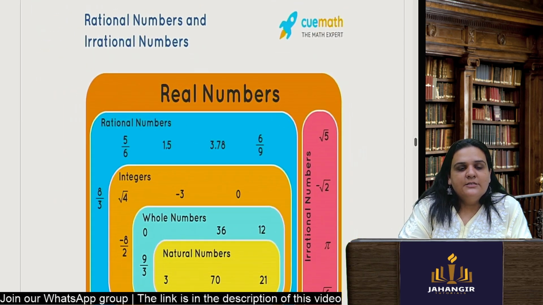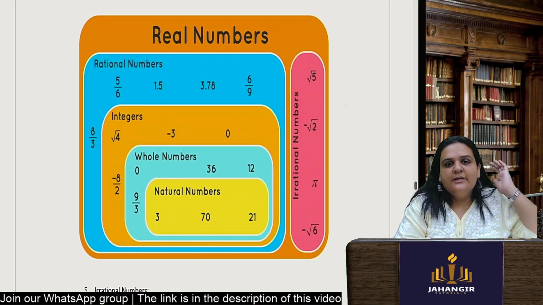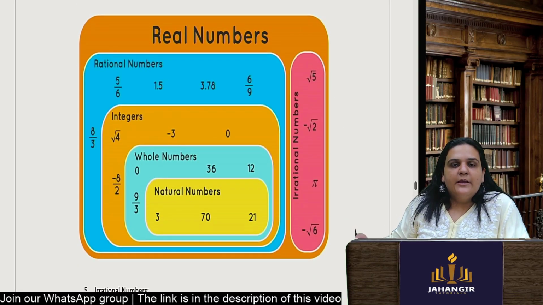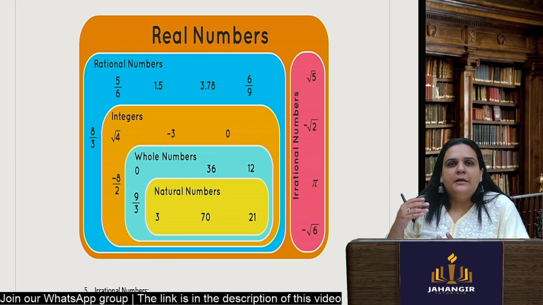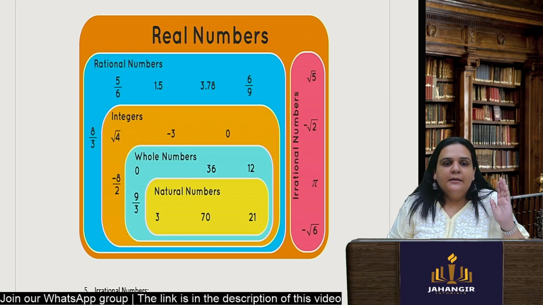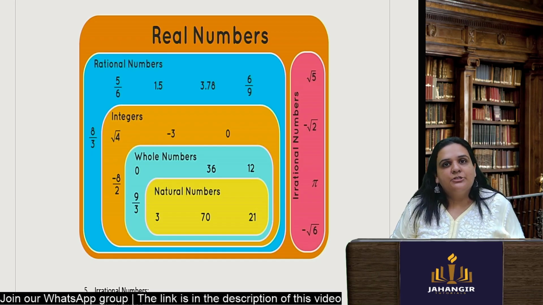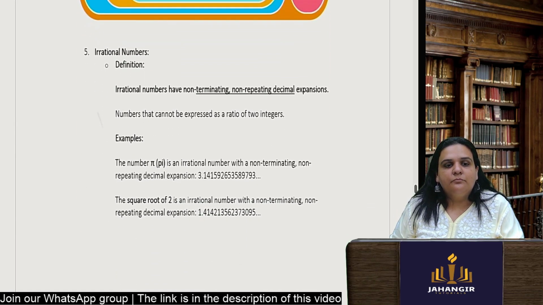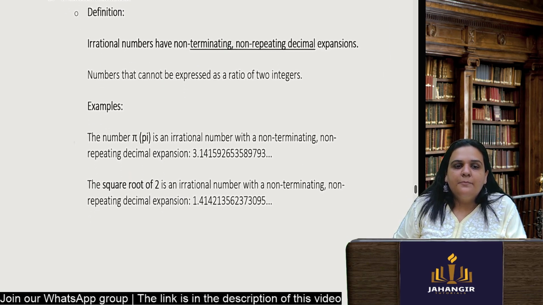Again, just one small quick recap: rational numbers and irrational numbers. Irrational numbers are numbers like square root of 5, minus square root of 2, pi, minus square root of 6. They are infinitely non-repetitive decimals. But in real numbers, we have rational, integers, whole numbers, and natural numbers. Now irrational numbers are non-terminating, non-repeating decimals.